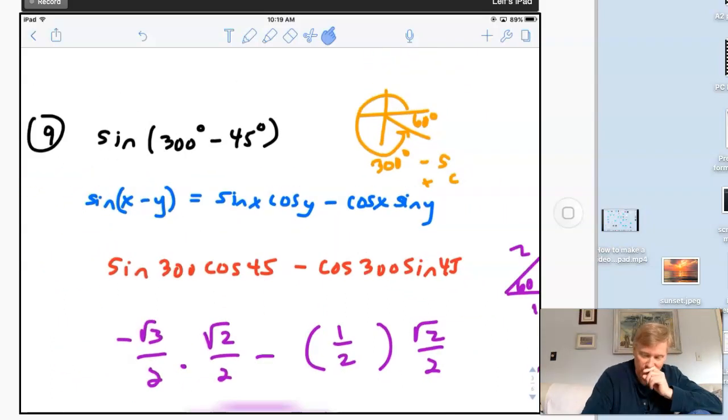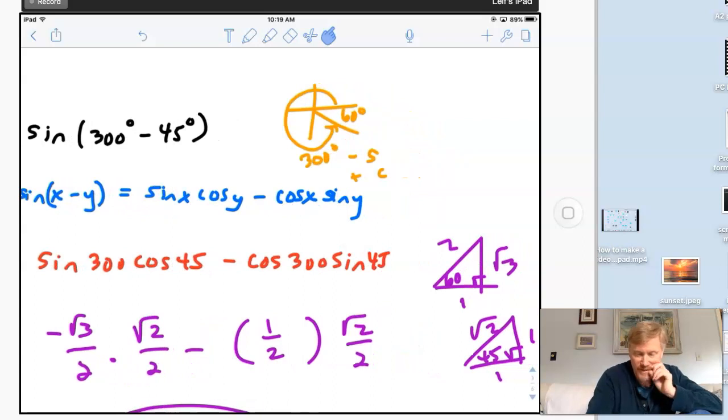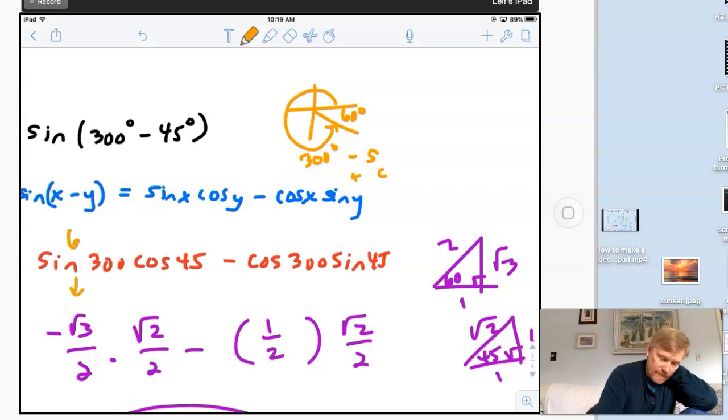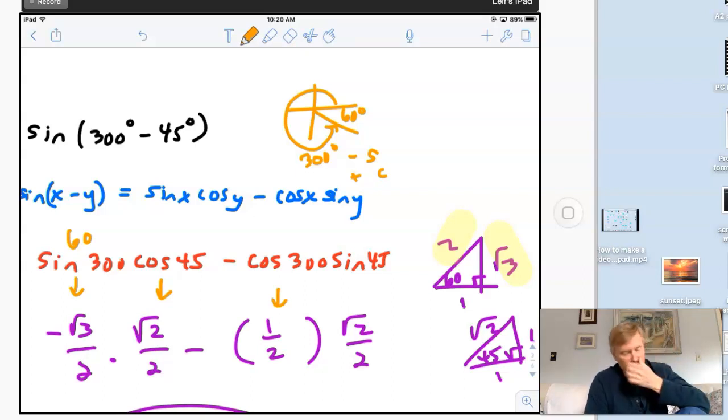So when I look back at my 30, 60, 90, and 45, 45, 90 triangles, that's the sine of 60, except it's going to be negative. So sine of 60 is over here. That's opposite over hypotenuse, make it negative. Cosine of 45 degrees is the square root of 2 over 2 from my triangle over here. 1 over the square root of 2, rationalize the denominator. Cosine of 300 is 1/2, because that's the same as the cosine of 60 with my reference angle.